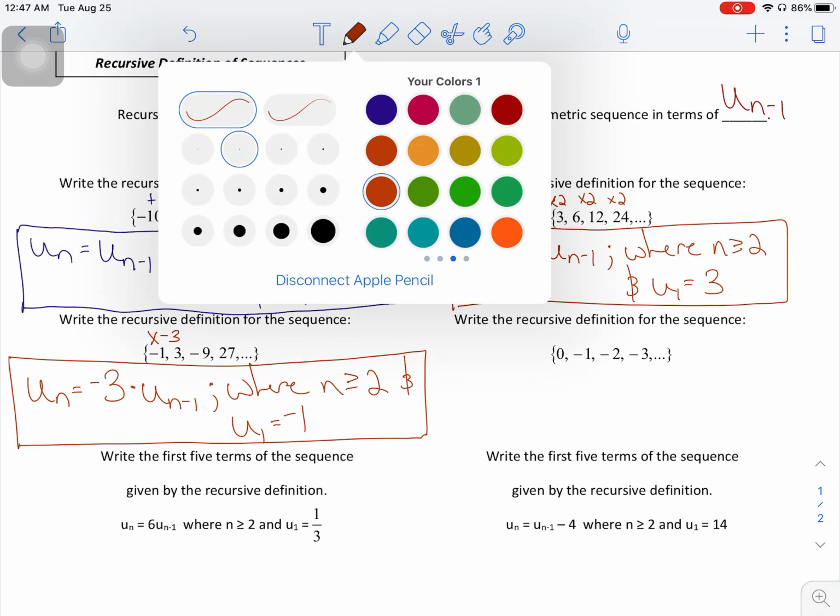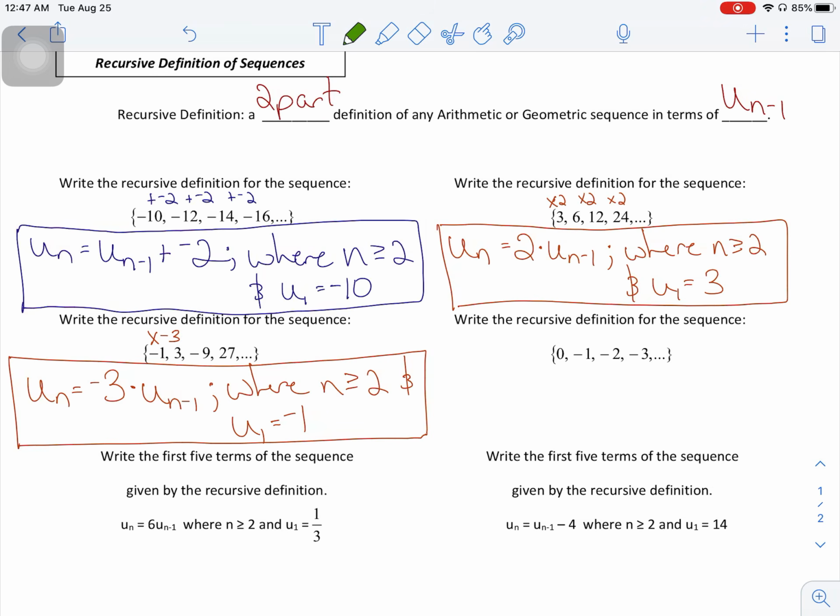All right. Last little example here for the recursives. We're starting with 0, then we've got negative 1, negative 2, negative 3. So what we're looking at here is that we are adding negative 1 each time. So to get any term in the sequence, I want to take the last term and add negative 1 to it, where n is greater than or equal to 2, and u sub 1 is equal to 0.